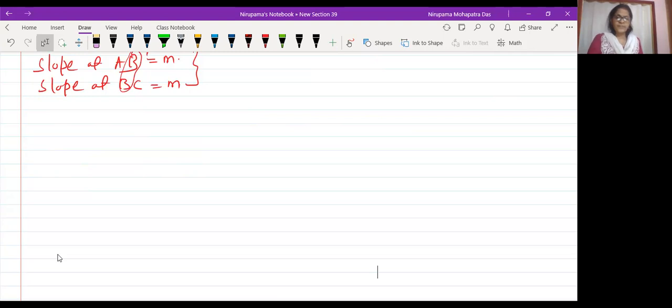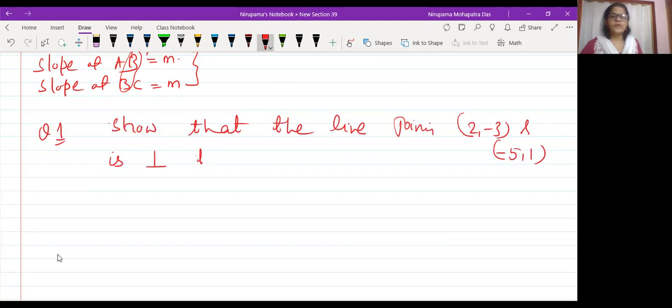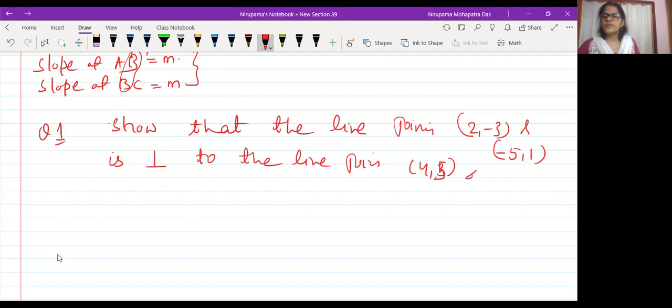Question number 1. You can write here: show that the line joining (2, -3) and (-5, 1) is perpendicular to the line joining (4, 5) and (0, -2).